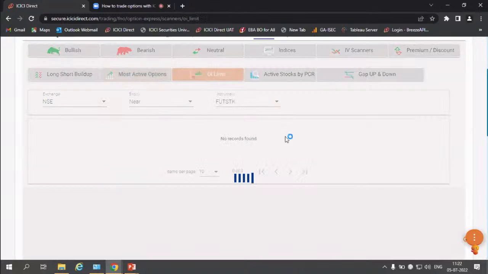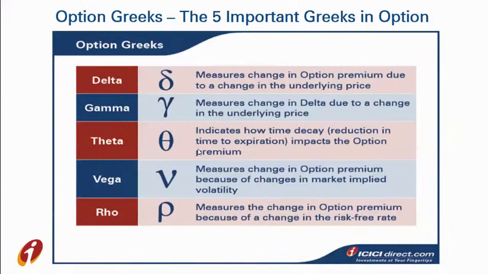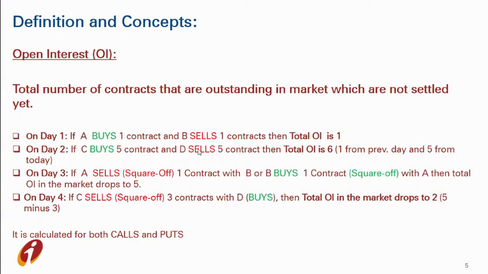Next is OI limit. Open interest is something that I'm going to cover in this video. So let me come on to my presentation. I think I have already covered this in the last webinar, and I will cover it again. Open interest is built when someone buys and the opposite party sells, and if there is one contract available in the market, that is called a total OI of 1.